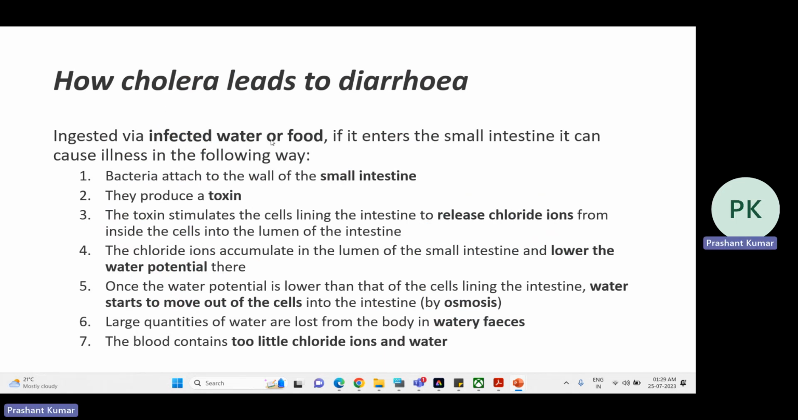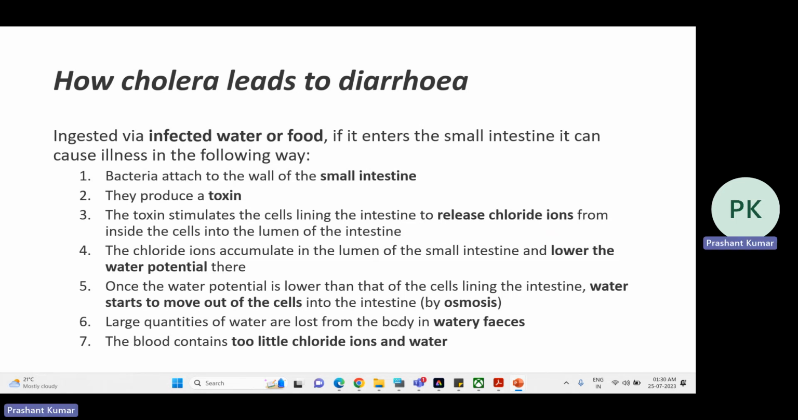Ingested via infected water or food. Maybe you now have the question of how this bacteria comes inside. Maybe you have drunk infected water or eaten food which was infected. The bacteria attach to the wall of the small intestine and produce toxins. These toxins stimulate the cells lining the intestine to release chloride ions. Chloride ions get accumulated in the lumen and lower the water potential there. Once the water potential is lower, water starts coming out of the cells lining the intestine by osmosis.